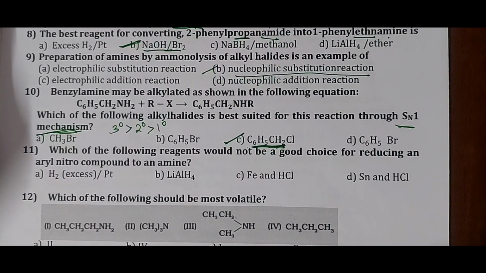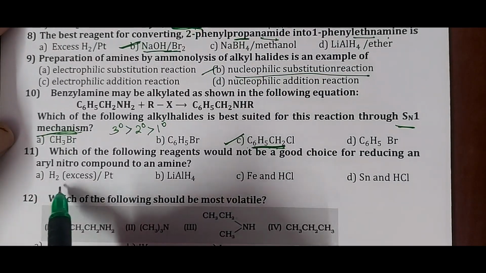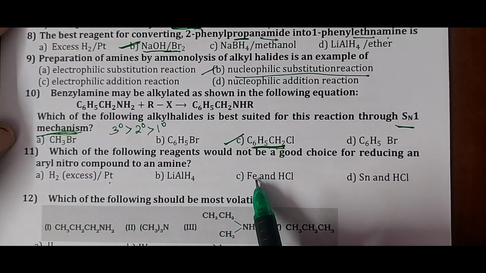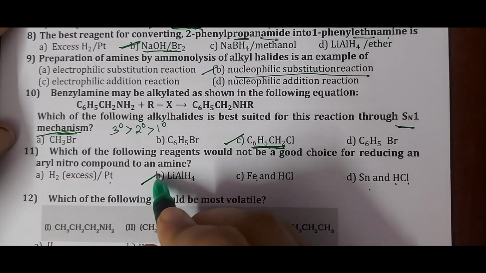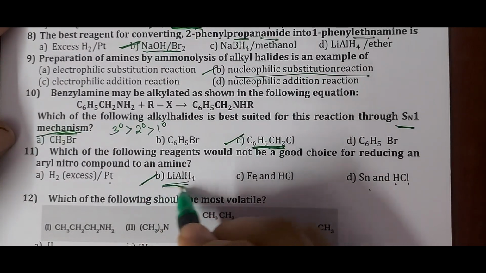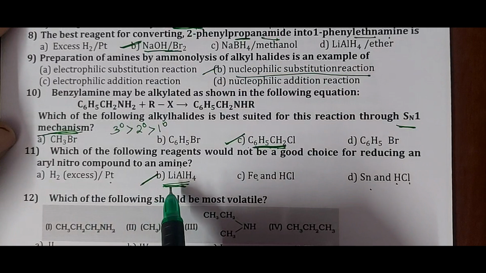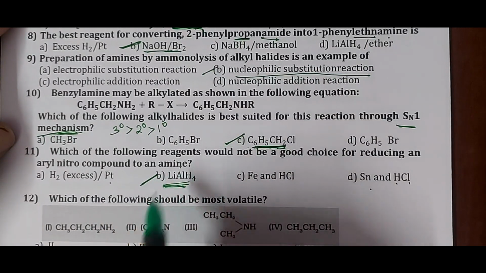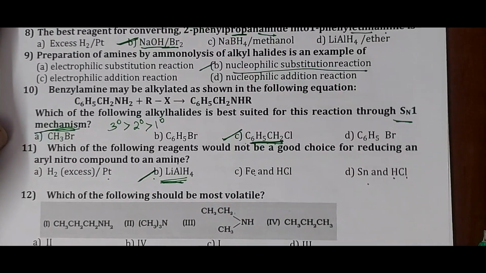Question number 11 is: which of the following reagents would not be a good choice for reducing a nitro compound to an amine? A nitro compound can be reduced to an amine by H2 in the presence of catalyst, iron and HCl as well as tin and HCl, but not by lithium aluminium hydride, as they do not easily form amine. First they form imine and then amine, and it is also an expensive reagent, so it is not a good choice. It is lithium aluminium hydride, option B. Next we'll go with question number 12.